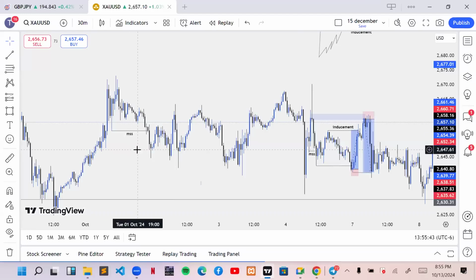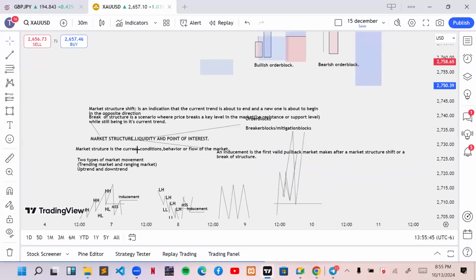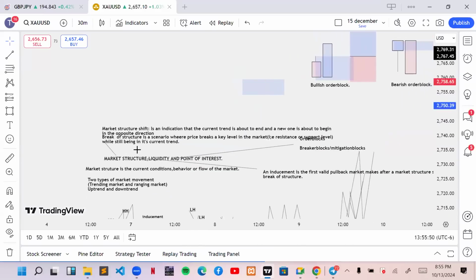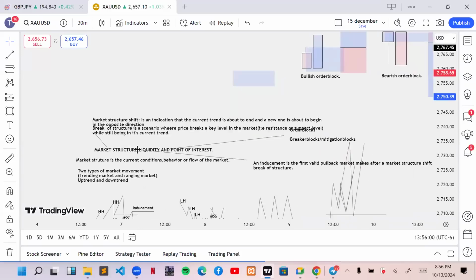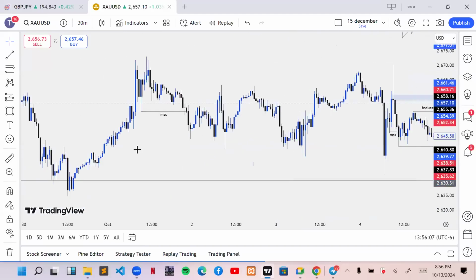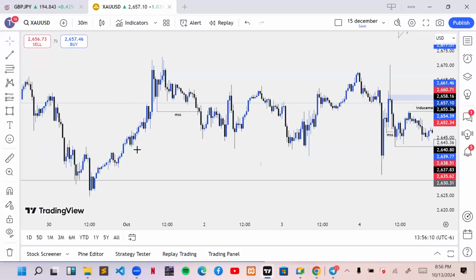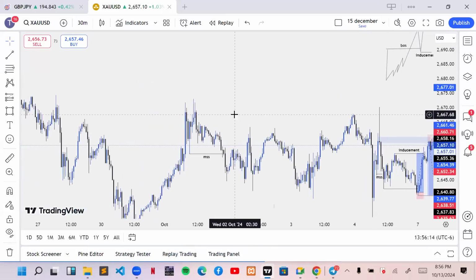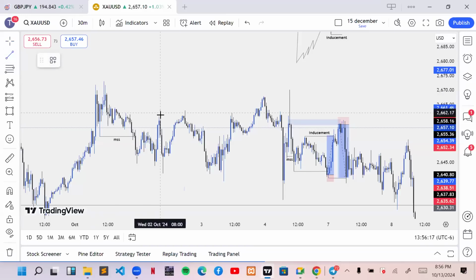So after I've gotten my structure part of it, what is next I look out for? Remember I said market structure, then liquidity. What do I say is my liquidity? Inducement. Now, what is my inducement? The first valid pullback that the market makes after a market structure shift. So we have gotten the market structure shift, meaning the next thing we'll look out for is our inducement. The first valid pullback that the market makes after that shift is here.